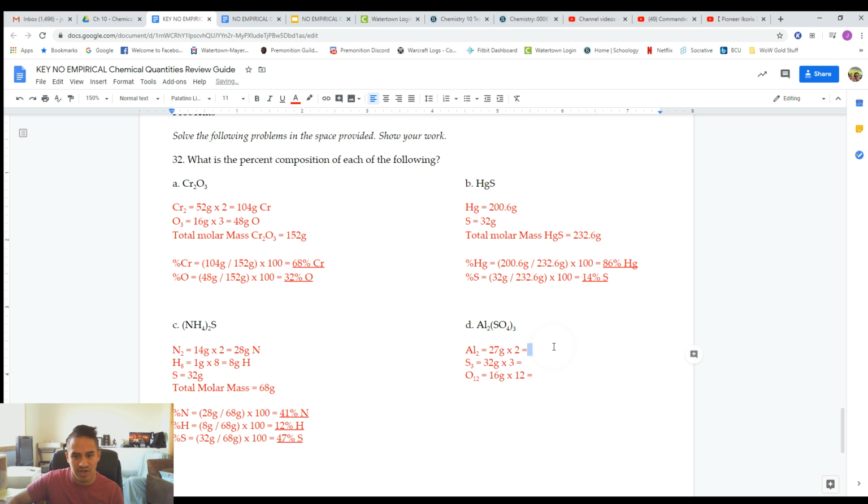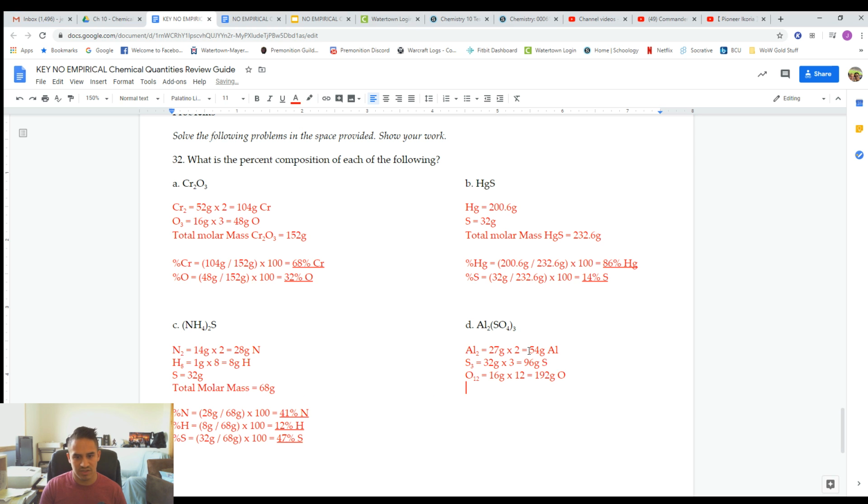All right, so let's do some math out here on the calculator. So 27 times 2. This gives us 54 grams. Uh-oh, what just happened? Let's undo what I just did there. So this is 54 grams for the aluminum. 32 times 3. So that is 96 grams for the sulfur. And then lastly, 16 times 12. That is 192 grams for the oxygen.